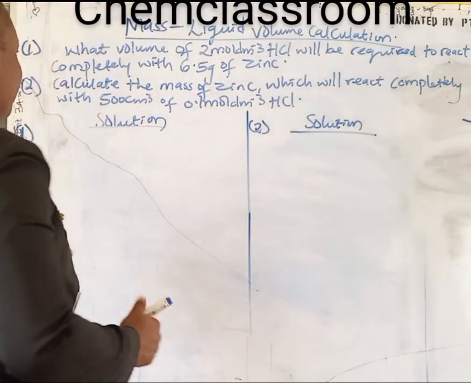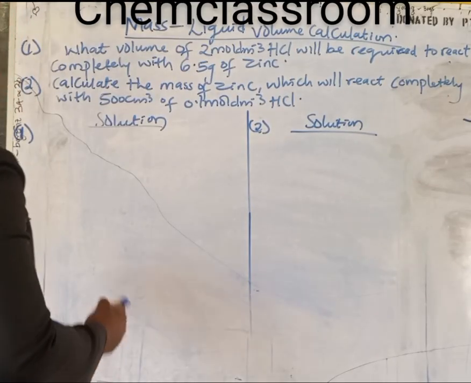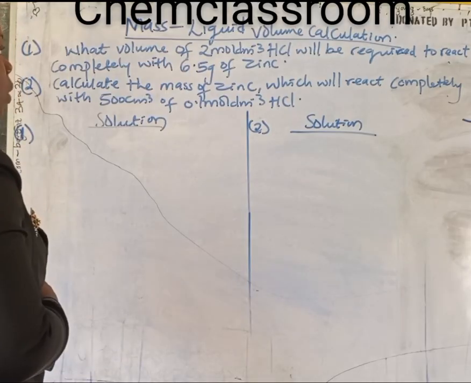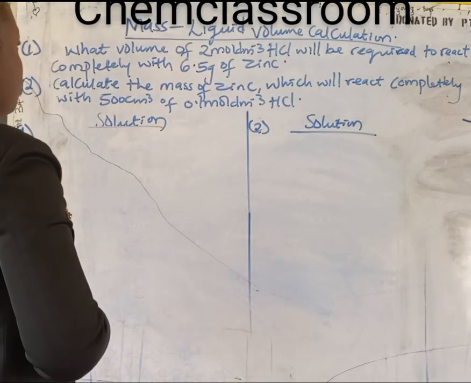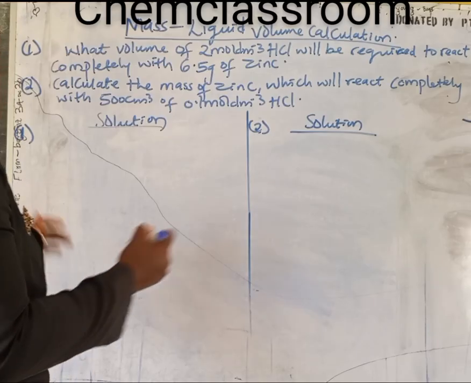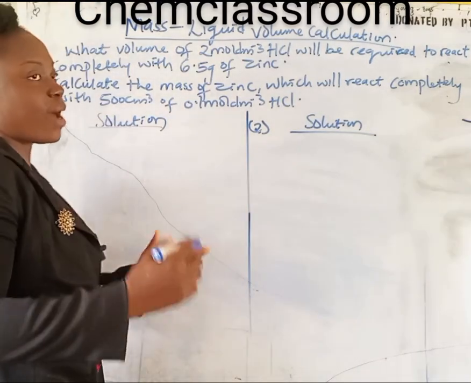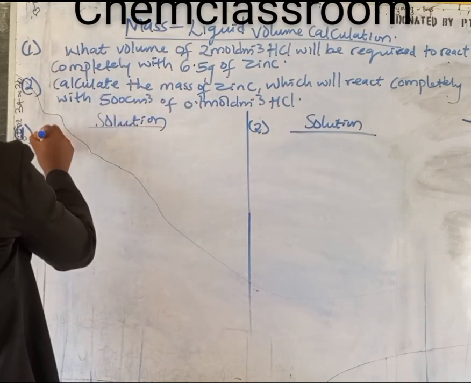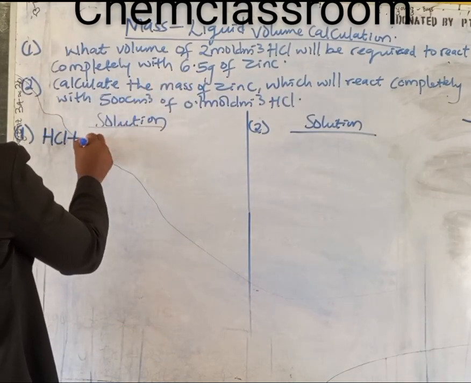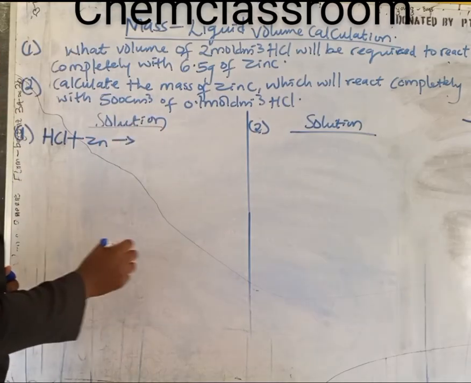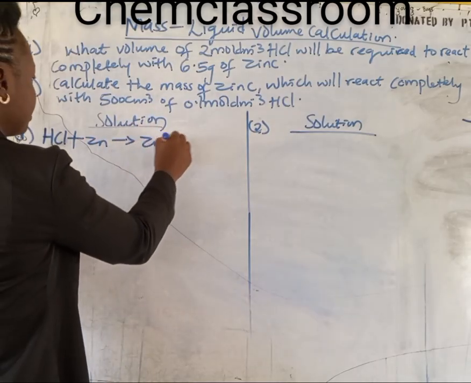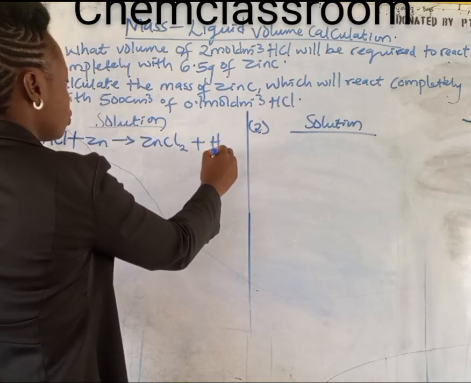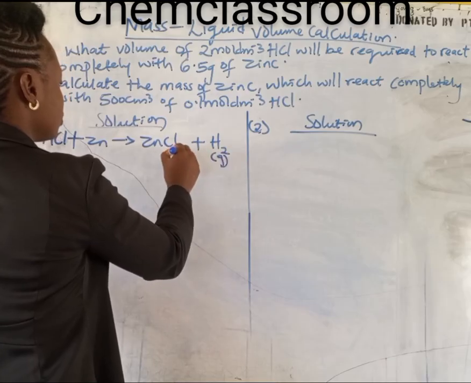Okay, I have 2 questions here. What volume of 2 mol/dm³ HCl will be required to react completely with 6.5 grams of zinc? The first thing we are going to do here is to write our chemical equation. The reaction taking place here is between HCl, which is our hydrochloric acid, and zinc, to give us zinc chloride plus hydrogen gas. The hydrogen is going to be liberated.